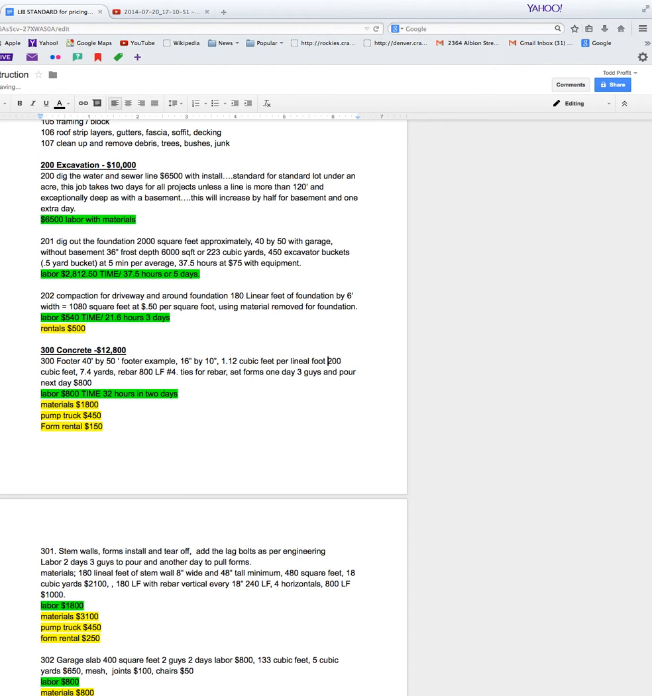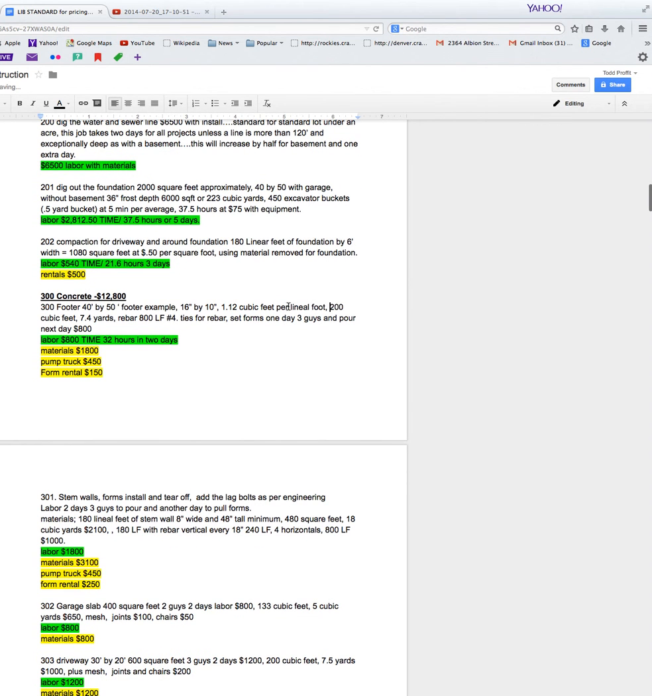And then we have 180 lineal feet. It ends up equaling 7.4 yards. So let's just add this up. 1.2 cubic feet times 180 lineal feet equals 199 cubic feet, or 200 cubic feet to round up, okay? Which is this here. Should be per lineal foot.